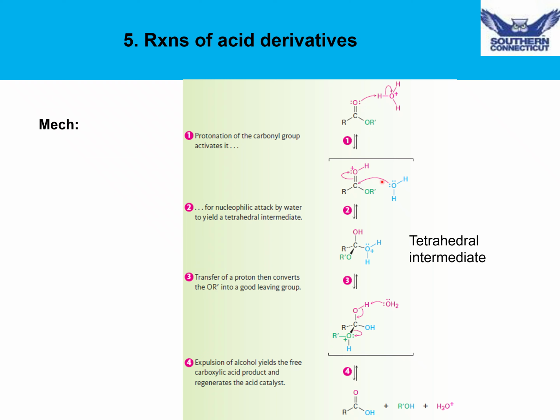Water can then add to the carbonyl, break the double bond, give us this tetrahedral intermediate, and then water can remove this proton, form a double bond, a carbonyl, by eliminating the leaving group. That gives us the carboxylic acid, an alcohol, and then a byproduct of the hydronium ion, which starts the cycle once again. So this is our acid catalyst in this mechanism, and it starts the cycle again.